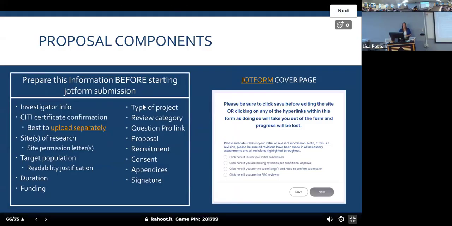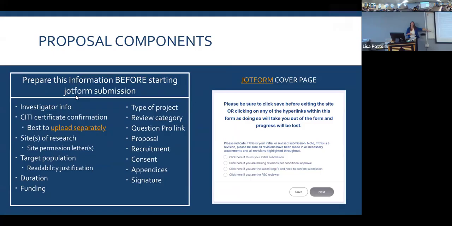Again, these components, as faculty and for your students, have them go through and figure all this information out before they get to Jot Form. And this kind of goes along with that going rogue piece, okay? Have them do this beforehand, so they know what selections they're going to make.